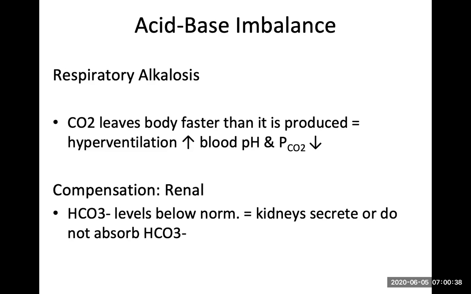For respiratory alkalosis, your kidneys also kick into gear. The compensation is also renal because your bicarbonate levels are below normal since we have less CO2 in the body. And remember, CO2 is mostly transported in the blood as bicarbonate ion. Your kidneys secrete or do not absorb any bicarbonate to try to increase the amount of CO2 in the blood as much as possible because we have too much leaving.